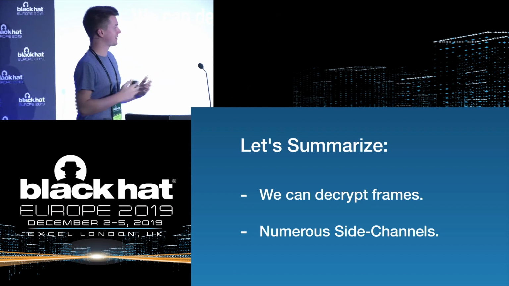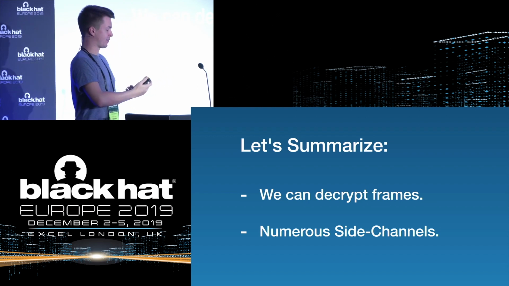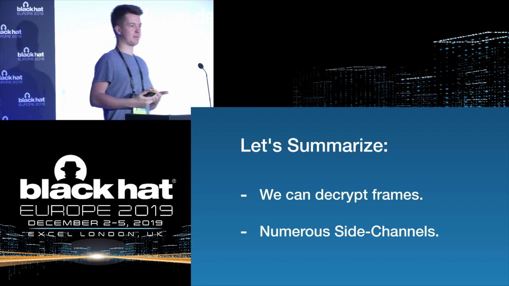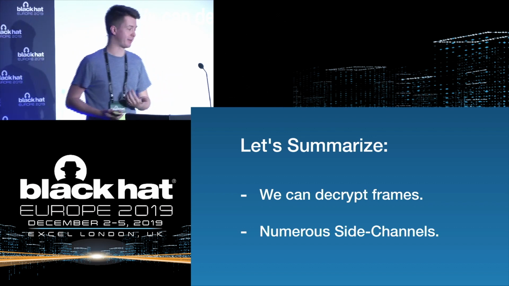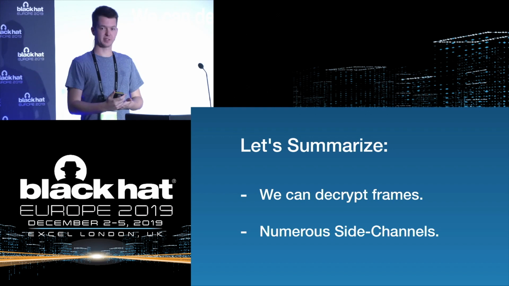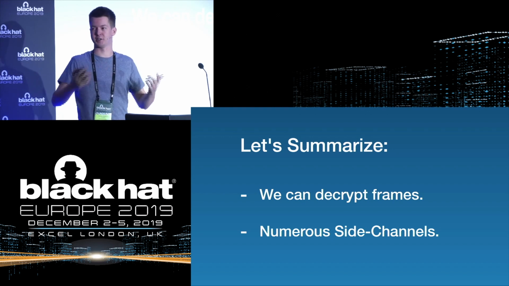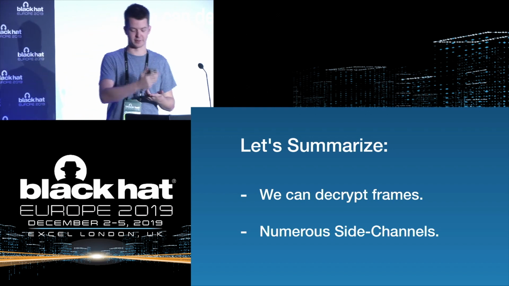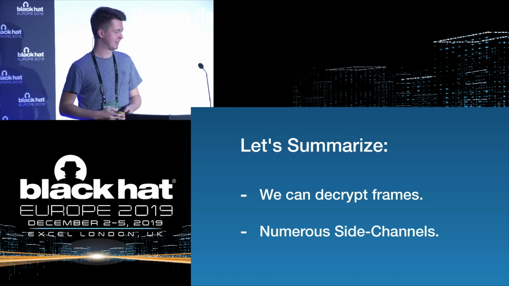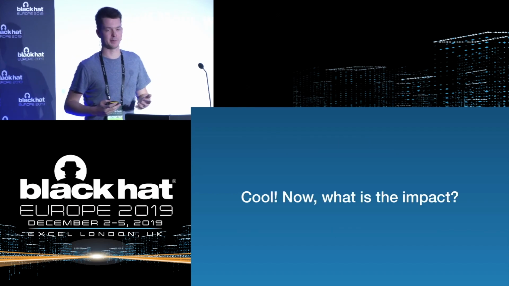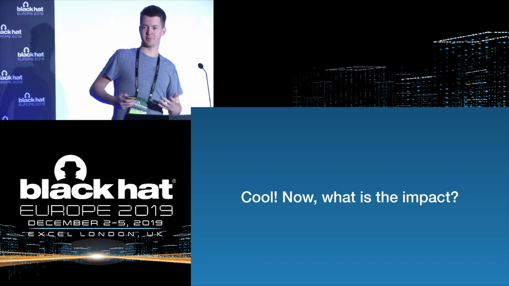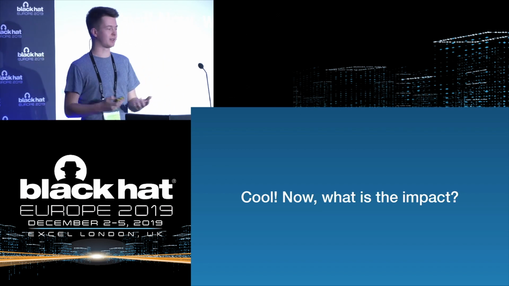So what we've seen at this point is we have a means of decrypting 1 byte at a time, which allows us to decrypt a frame. And we have a bunch of side channels that work against a large variety of implementations of devices and operating systems. And that's all pretty cool. But if we can now decrypt this frame, what more can we do? What is the real impact of this?